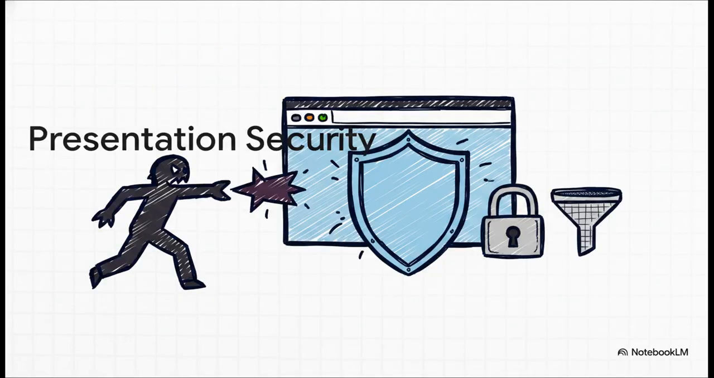Right here at this front gate, our primary threat is cross-site scripting, or XSS, which is a major OWASP Top 10 vulnerability. This happens when an attacker manages to inject malicious scripts right into your web pages.